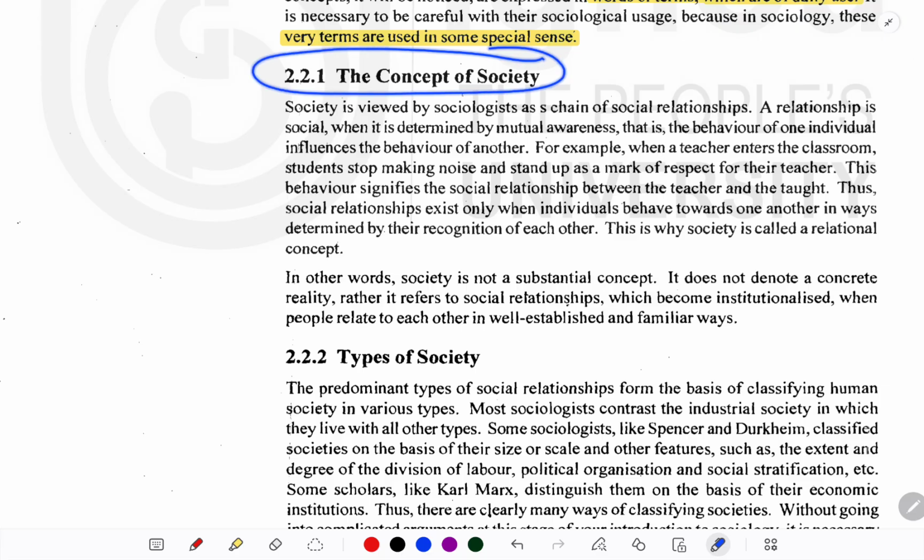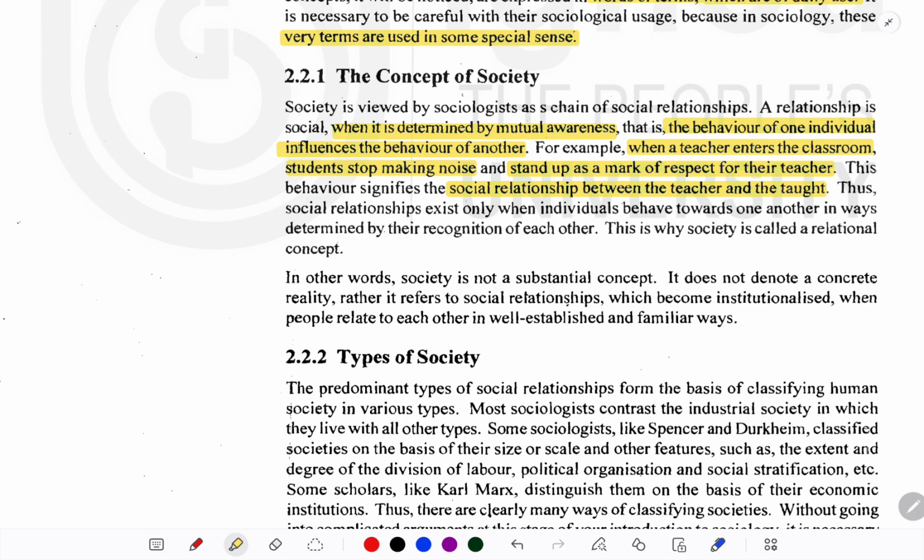The concept of society. Society is viewed by sociologists as a chain of social relationships. A relationship is social when it is determined by mutual awareness, that is, the behavior of one individual influences the behavior of another. For example, when a teacher enters the classroom, students stop making noise and stand up as a mark of respect for their teacher. This behavior signifies the social relationship between the teacher and the taught.